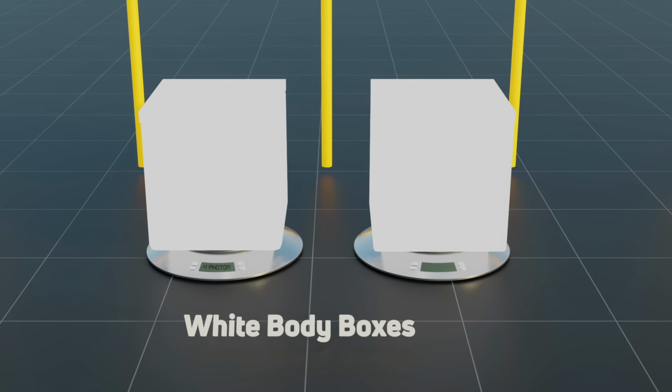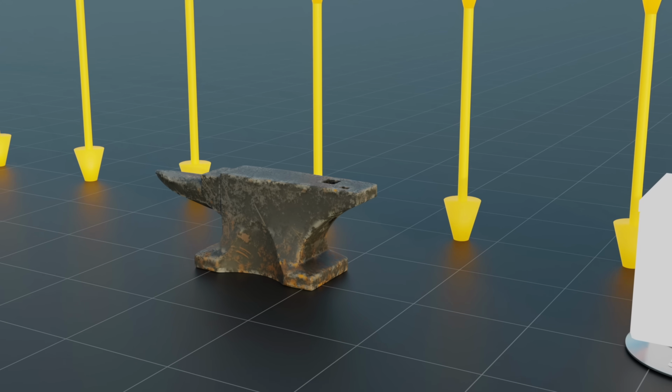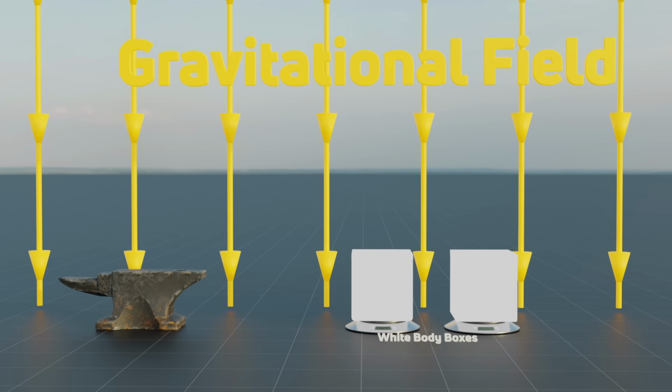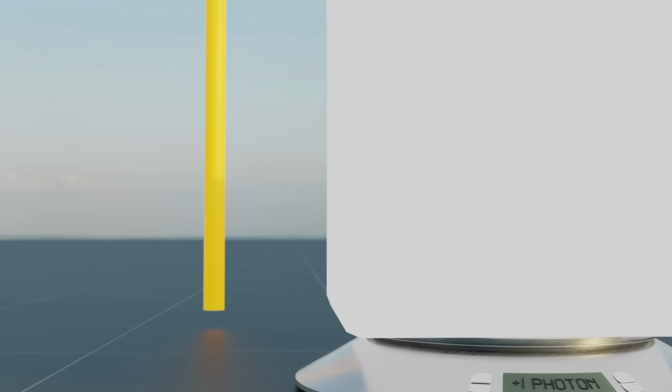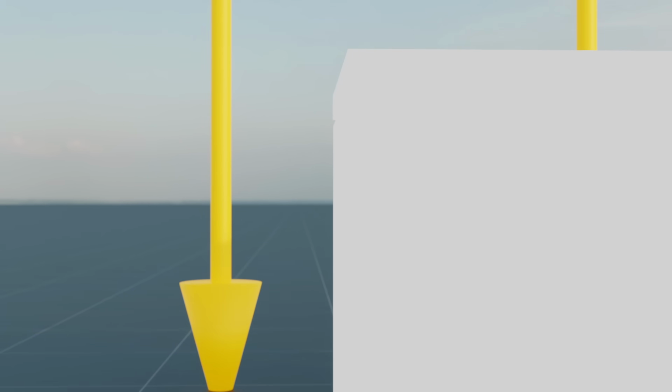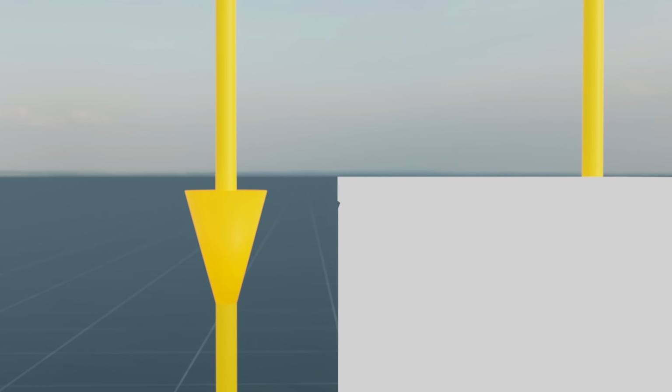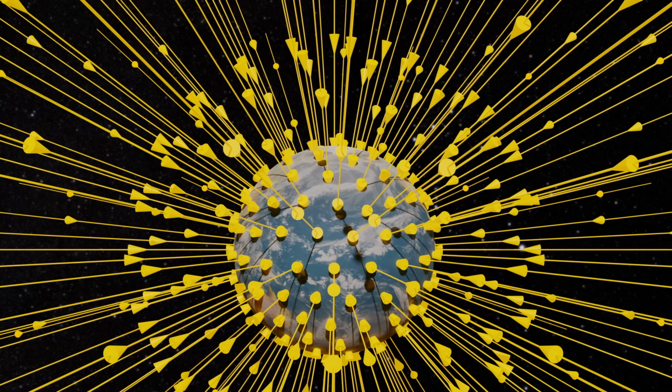When we weigh this box or anything else, we are measuring how strongly it interacts with a gravitational field. The bottom of the box is further down the gravity well, or closer to the source of gravity than the top. You may not know this, but gravity gets stronger the closer you get to the source.